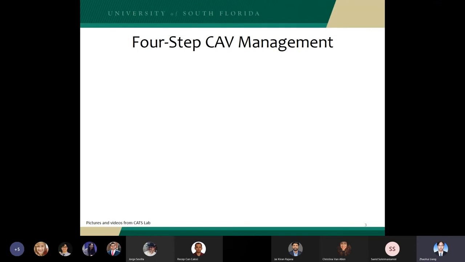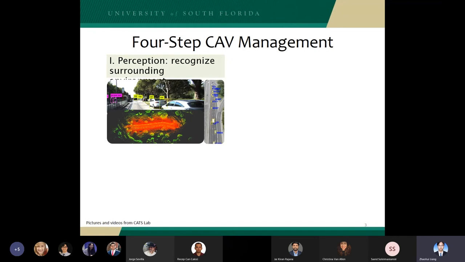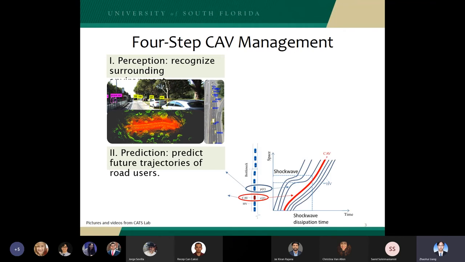There are four steps in CAV management. The first step is perception. CAV systems, including CAVs and infrastructure, recognize the surrounding environment using in-vehicle and roadside sensors, for example cameras, LiDARs, and radars. The second step is prediction. CAV systems predict future trajectories of road users with the historical trajectories.